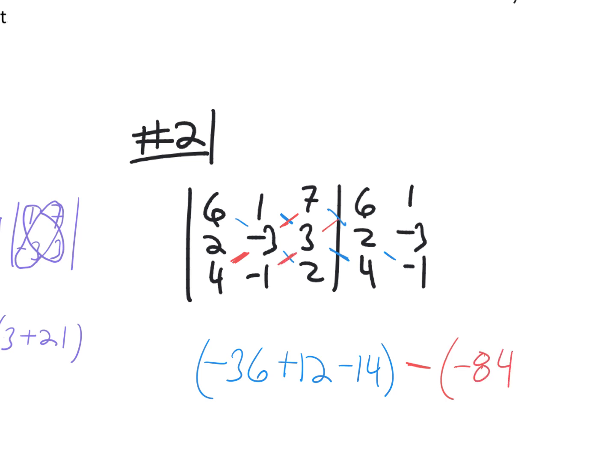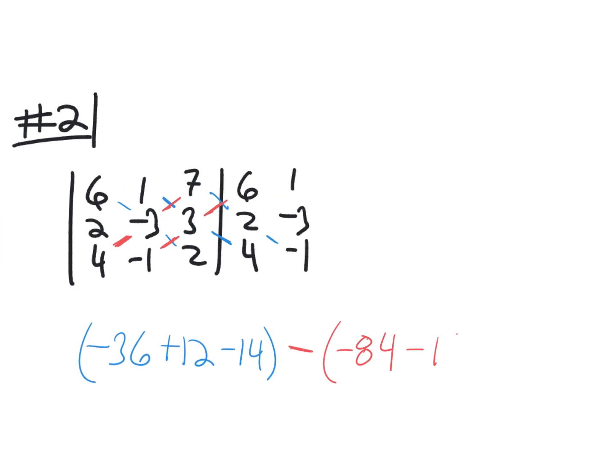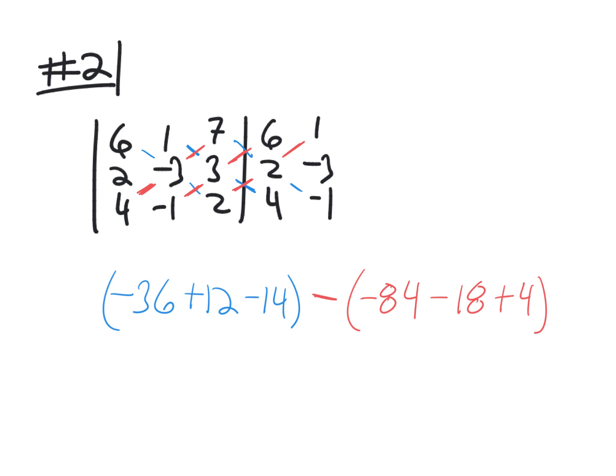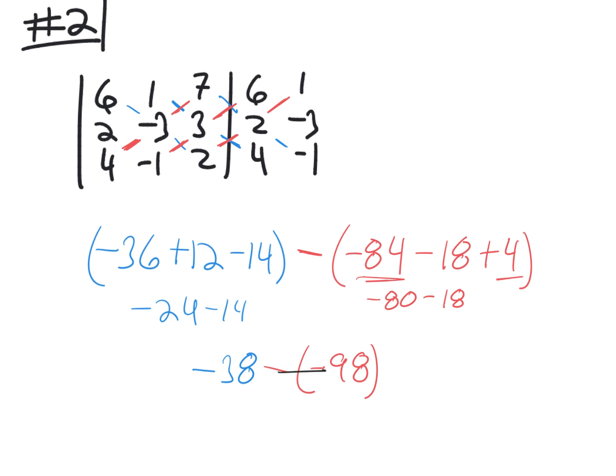And then we'll do negative 1 times 3 times 6, negative 18. And then we'll do 2 times 2 times 1, plus 4, good. And then we'll just simplify this. This is going to get you negative 24 minus 14, so negative 38. Minus, then we're going to get, well, I know this and this get you negative 80. Minus 18 is negative 98. And then minus negative 98 is going to get you plus 98, which is going to get you 60.